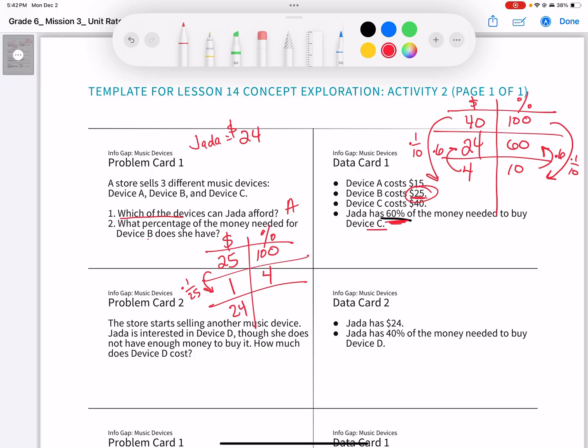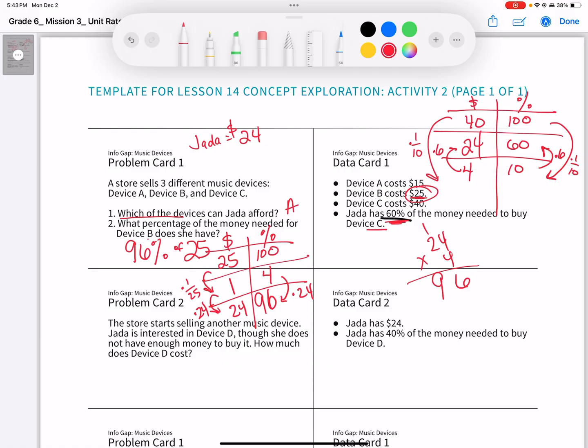And then 1 times 24 gets us 24. So 4 times 24, we got to work that. 4 times 4 is 16. 4 times 2 is 8, plus 1 is 9. So $24 is 96% of 25.